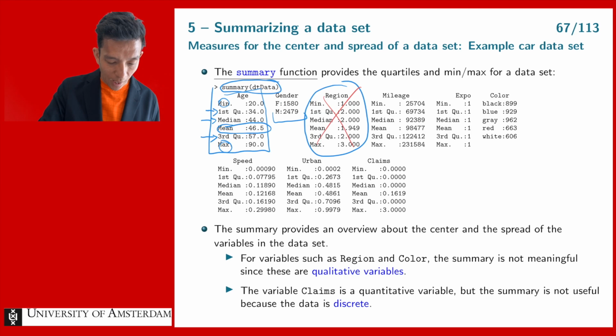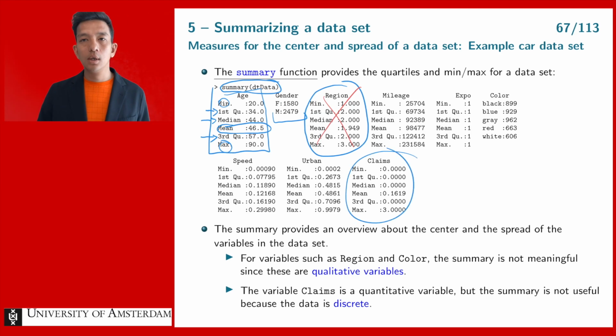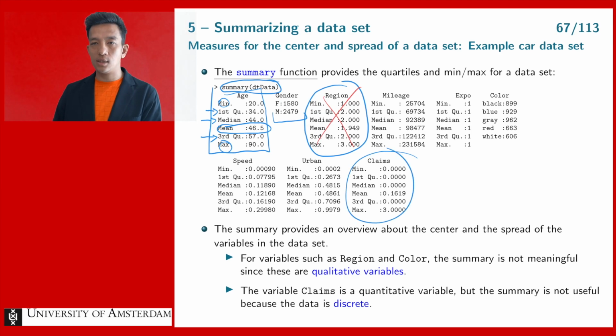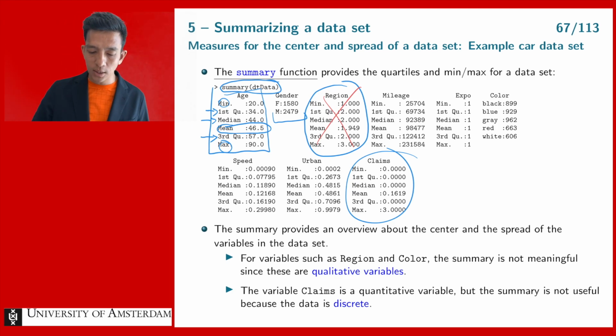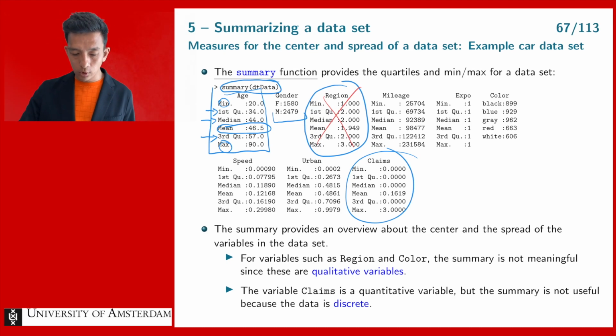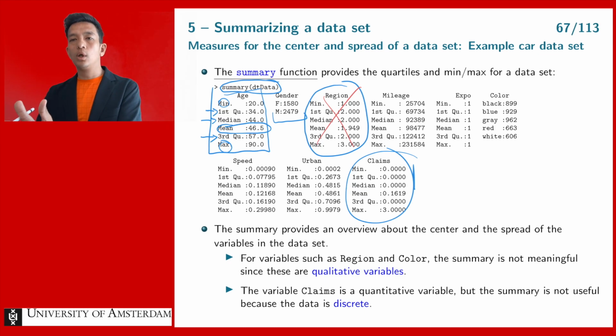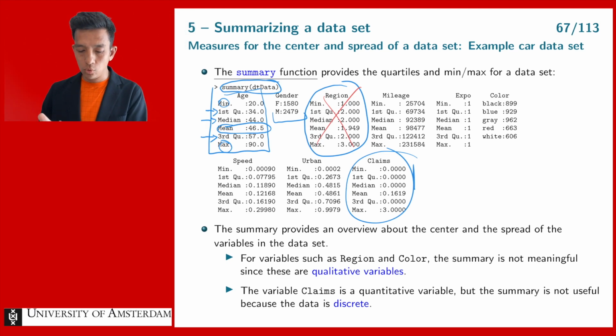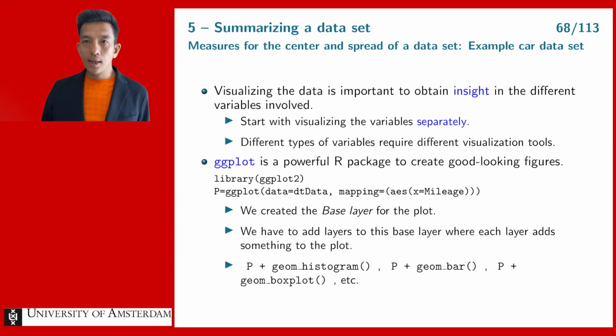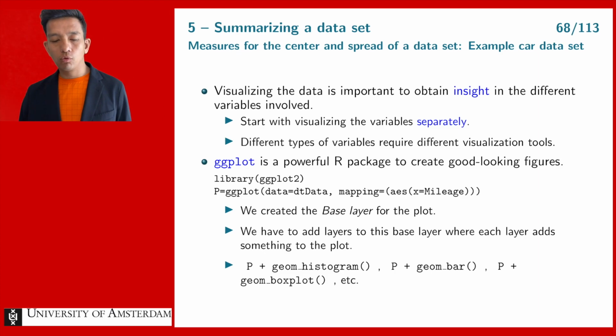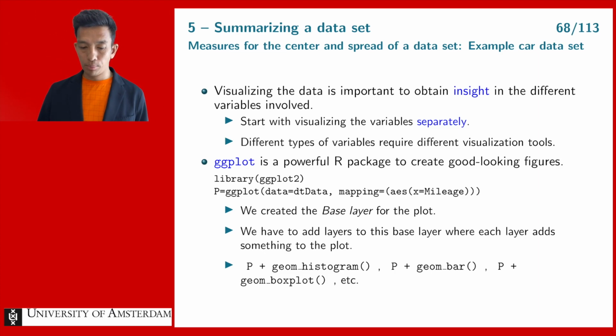For a variable like claims, claims is the number of claims someone has in a policy year, so it can be 0 claims, 1 claim, 2 claims. In this case, you also see that the summary is not very useful because you see a lot of zeros. You have a data set where most people have 0 claims, some people have 1 claim, 2 claims, and very few have more than 2 claims. So in this case, the summary doesn't really reveal the structure of that variable. To understand the data set a bit better, I can try to visualize the data using plots.